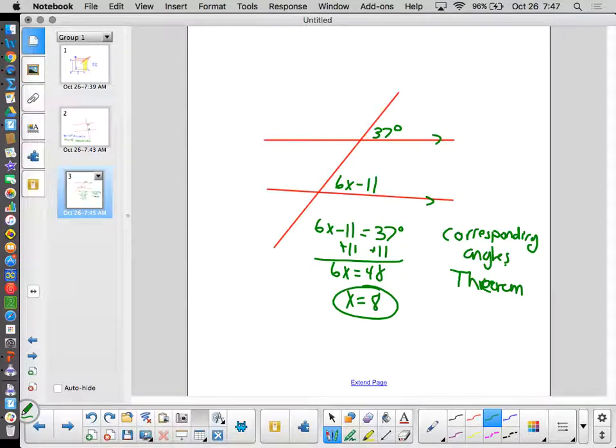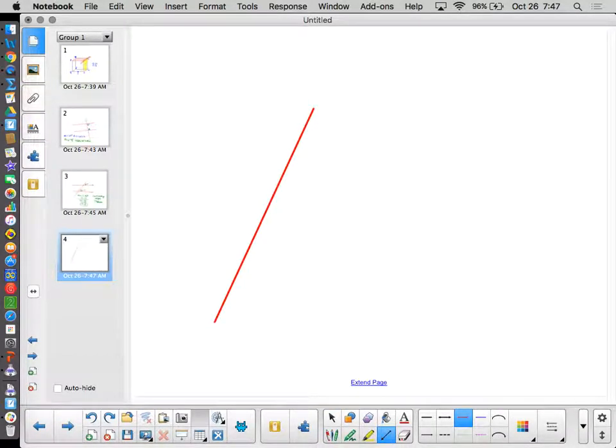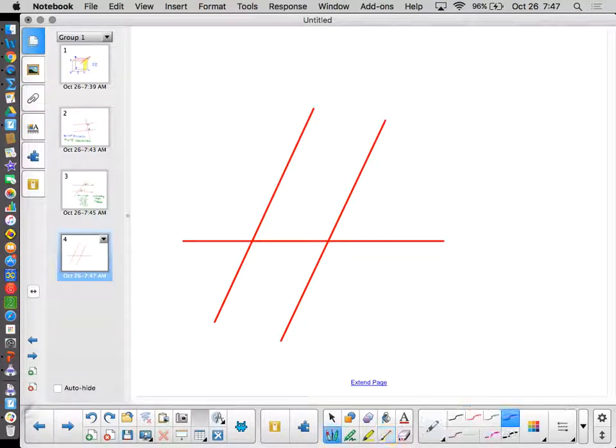This one does not ask you to justify. It just asks you what value of x makes the lines parallel. But it essentially works the same way. We had 4x minus 12 and 120.